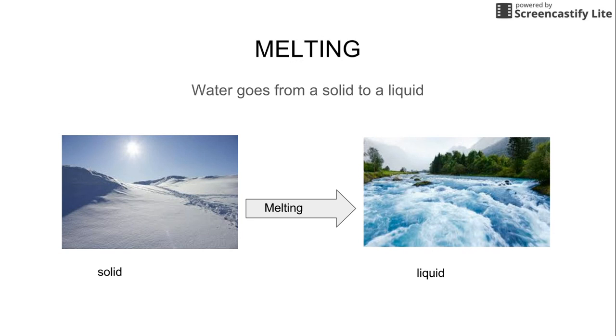Water also undergoes melting, and that's when water goes from a solid to a liquid. So in this picture, you see it as a solid, icy snow. It then goes through the process of melting to become a liquid.